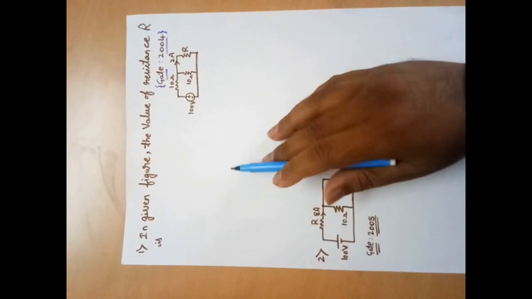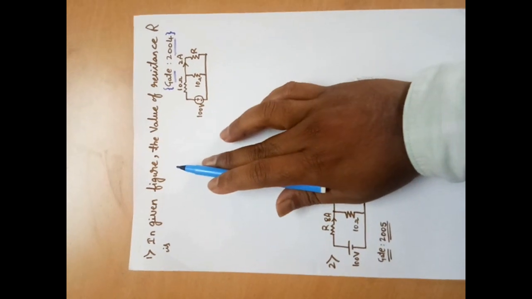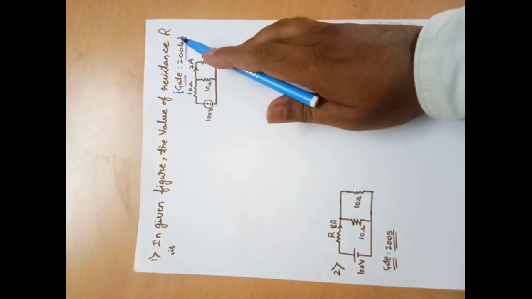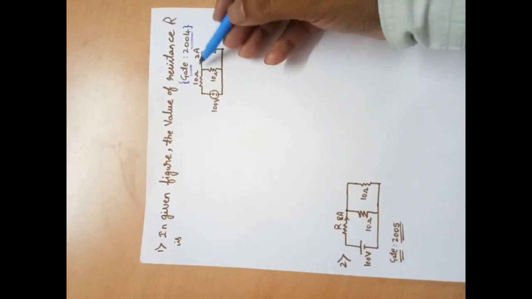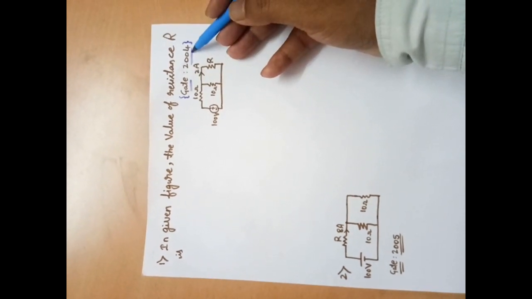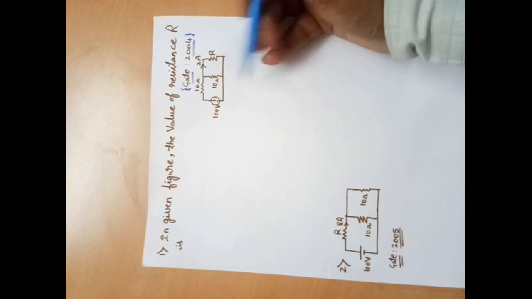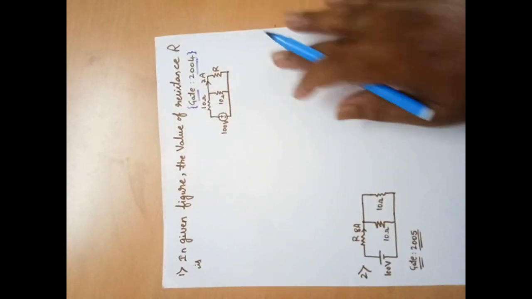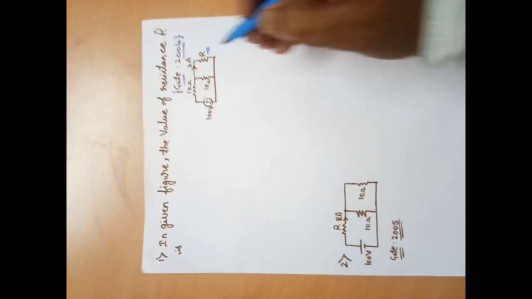Today we shall solve some of the GATE problems asked in previous years. Here I have taken the first question. In the given figure, find the value of resistance R. This is the circuit given, and this question was asked in GATE 2004. You just need to find the resistance R.